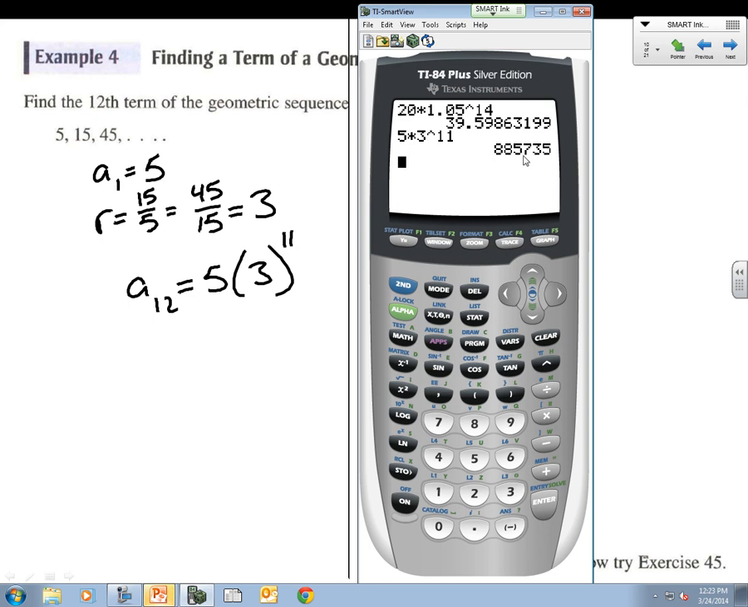What do we have here? 885,735. You'll notice here things get really big really fast because we're multiplying every single time. Your turn, find the 9th term of the sequence that goes 11, 33, 99, and so on.